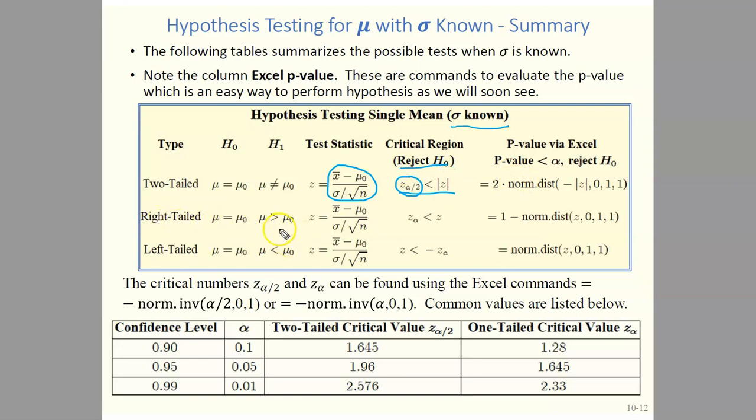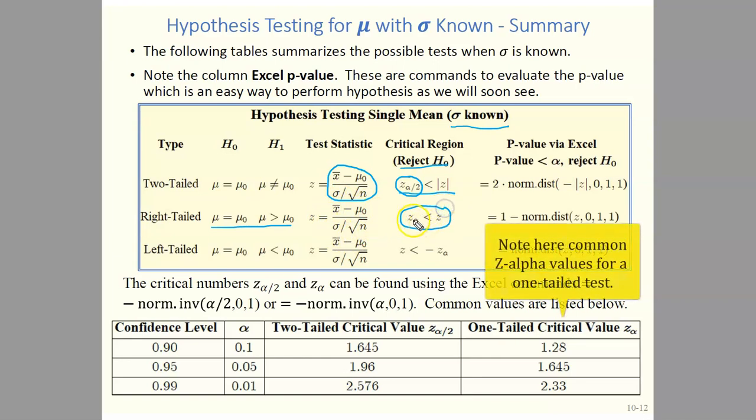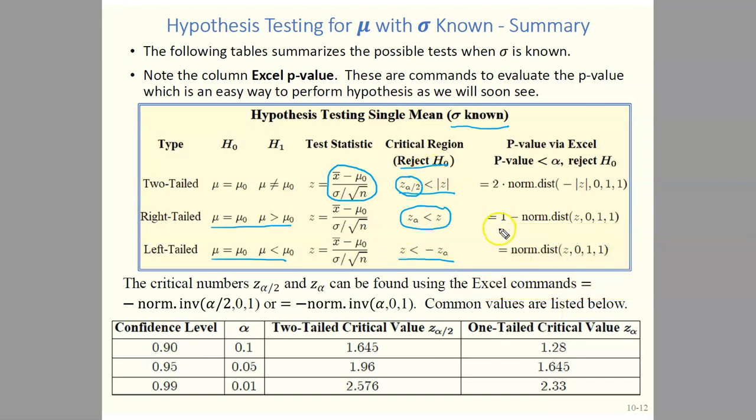Similarly, for a right-tailed test, you would set up your hypothesis test like this. You use the same test statistic right here, and you compare your test statistic to the critical value, z alpha, and if this condition holds, you reject H0. For a left-tailed test, you set it up like this, calculate your test statistic, and if your test statistic is less than negative z alpha, then you reject H0. So this is a nice summary table for you to use with hypothesis testing.